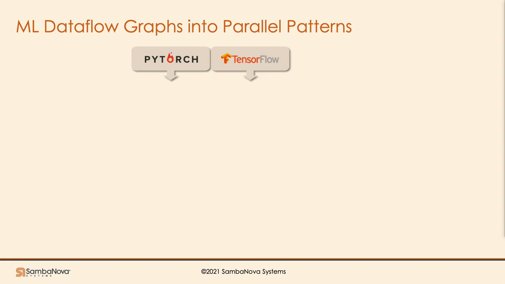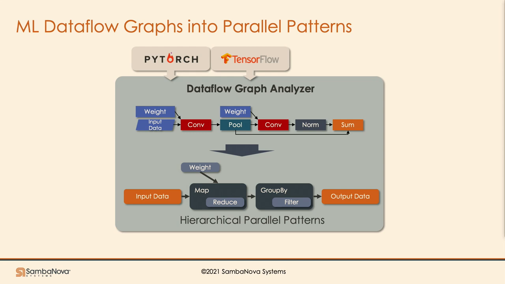And the idea is that you can take graphs that come out of your machine learning environment, like PyTorch and TensorFlow, and you can analyze these graphs and translate them into graphs of parallel patterns. And these parallel patterns are, in fact, hierarchical. So as you see in the picture, you've got map, and internal to the map is a reduce. So you've got these hierarchical parallel patterns, and what you've got is a data flow representation at the parallel pattern level, which is much more generic and can support both machine learning and data processing like SQL. And SQL graphs can also be translated into parallel patterns.